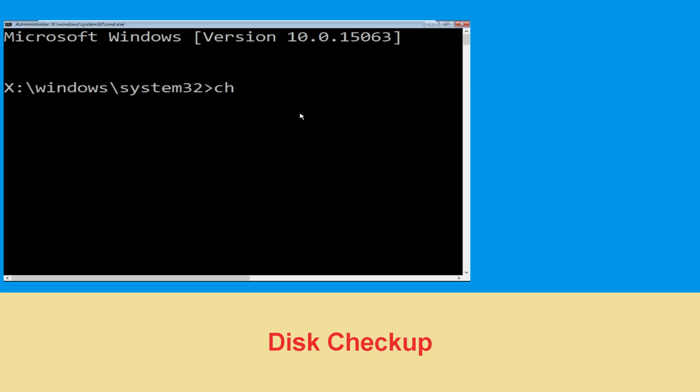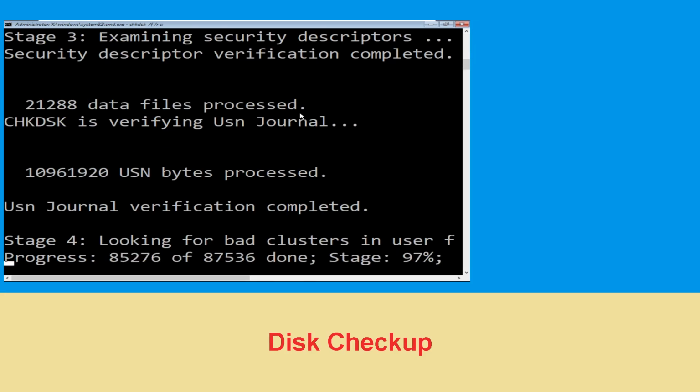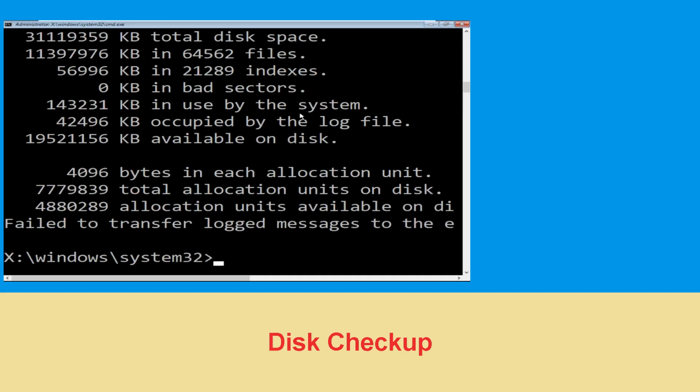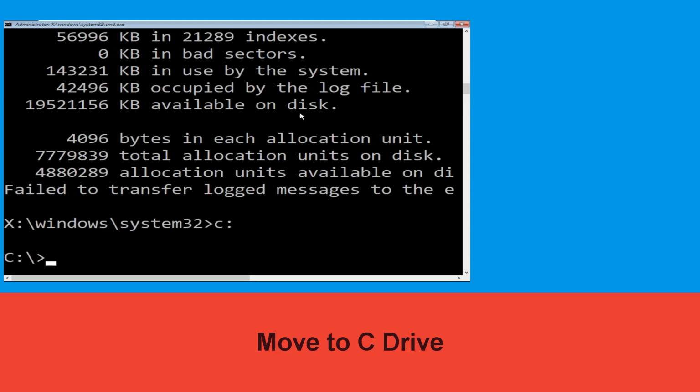Type chkdsk /f /r c: and hit enter to execute the command. Now wait for some time to complete the process. Once done, move to the next step. Now we need to type this command c: and simply press enter.